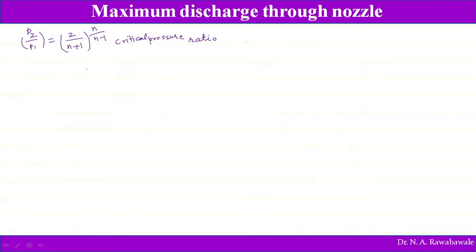Now, regarding the value of the polytropic index: if the steam is dry saturated, the value of n is taken as 1.135 for saturated steam, and the n value is taken as 1.3 for superheated steam.